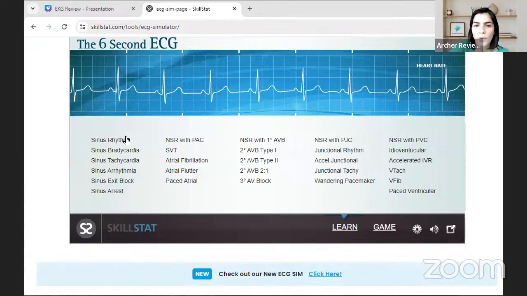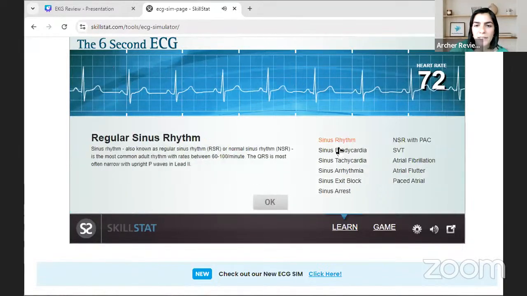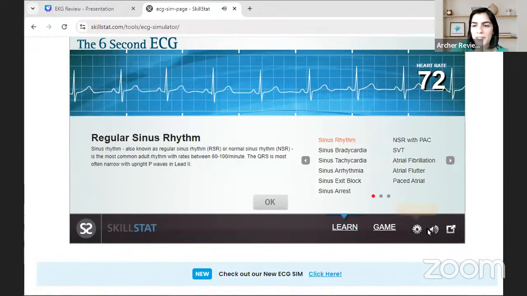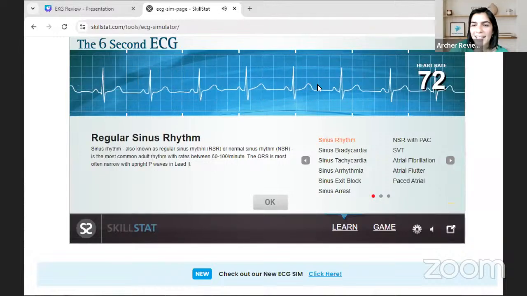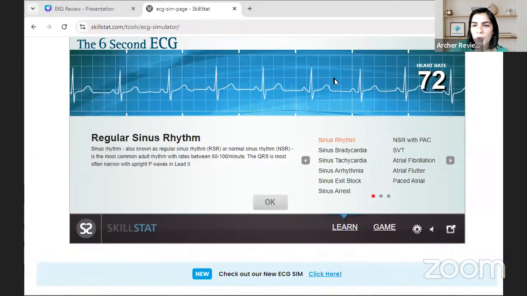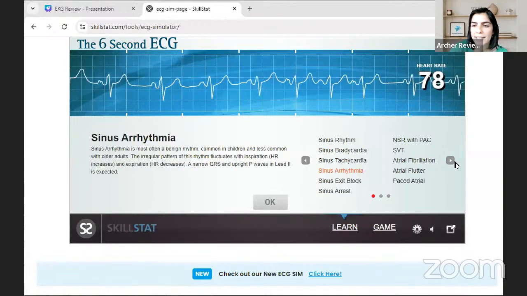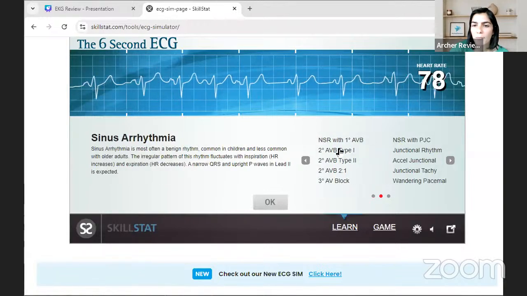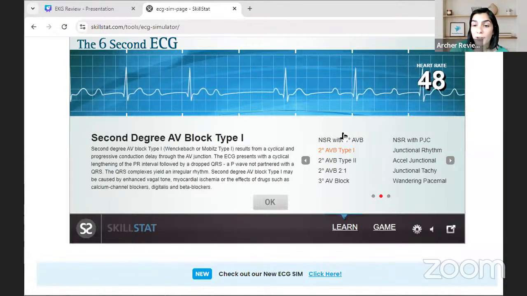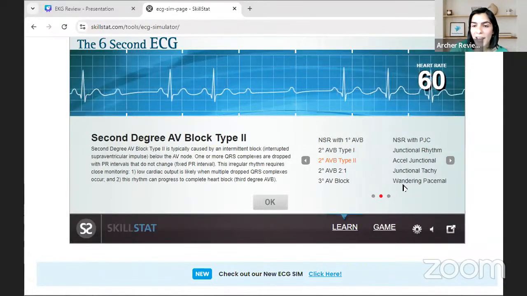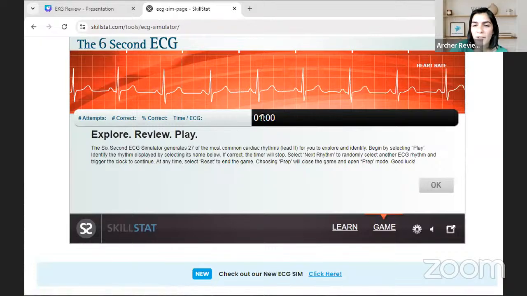And you can go through all the different types of arrhythmias, and you can click through it. If you don't like the noise, you can turn off the noise. You can stop it, pause it when you scroll over it, and you can go through all the different arrhythmias and really practice for both your boards and for your exams in NP school. And then once you feel confident, you can go to the game version.